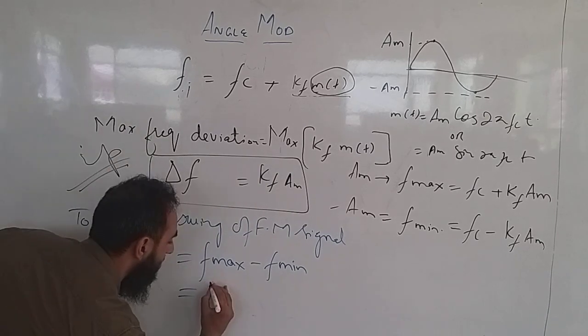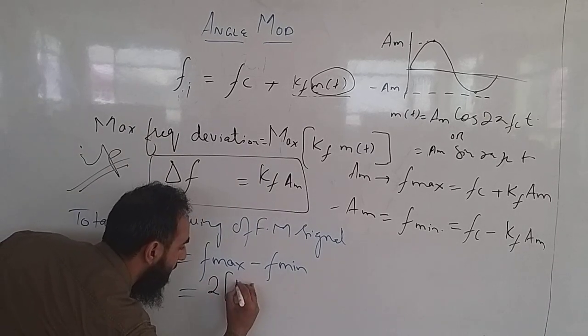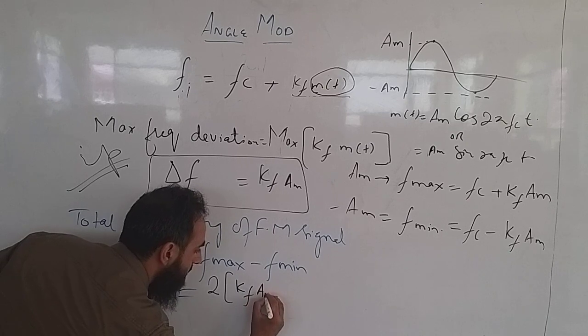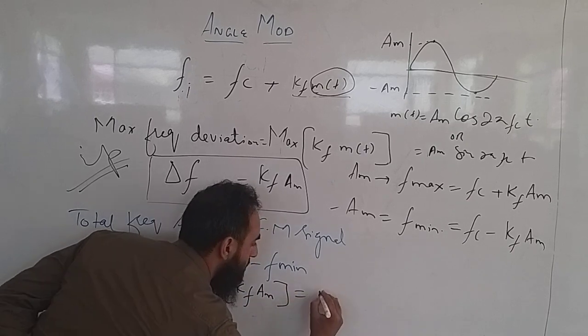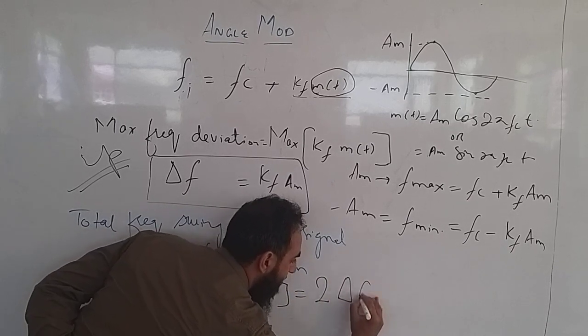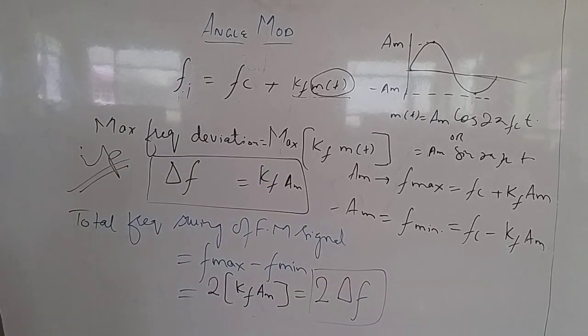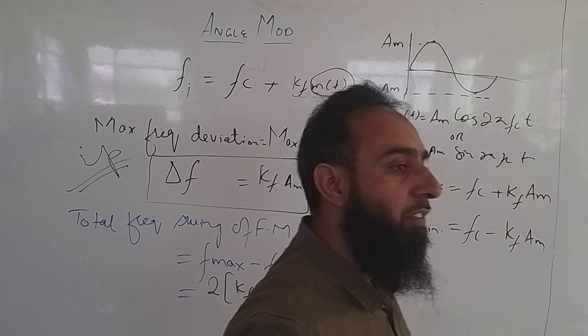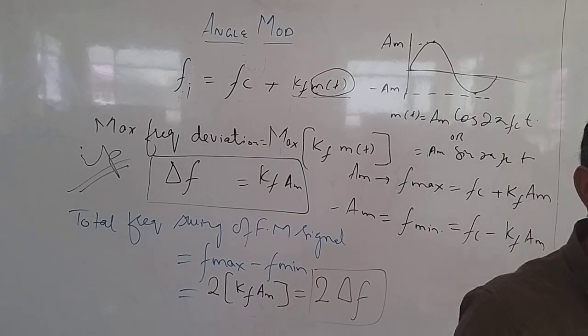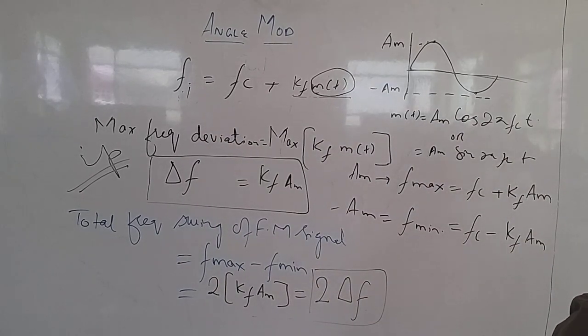So you rightly are saying that it is equal to twice of KFAM, or I can write simply 2 times delta f, where delta f is what? Frequency deviation, and total swing of FM signal, जो variation होगी total उसमें, that is twice of delta f. Is that okay?